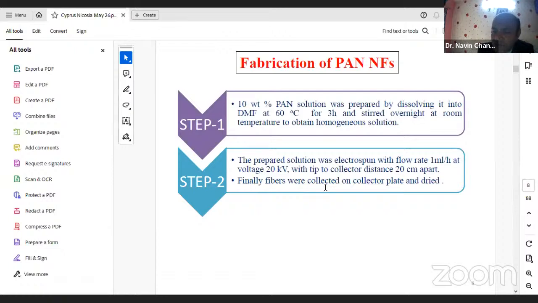1 ml of the solution should pass per hour with the voltage we are applying, and that is 20 kilovolt with a tip to collector distance between the needle and the collector plate that should not exceed 20 centimeter. Okay. Finally, fibers were collected on a collector plate and dried.